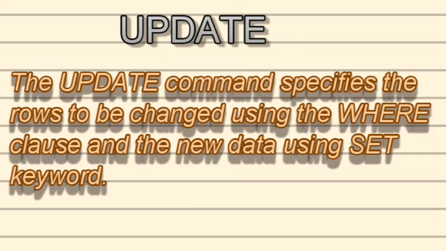Then we have the next command, that is the update command. When I talk about the update command, as the name suggests, it is used to change values that were already present and that we want to update. The update command is used with the where clause, and the new data is given using the set keyword. So how do we use the update command? First of all, I write update and then the thing that I want to update. Here I have taken update items.